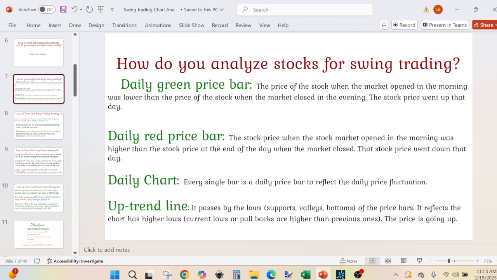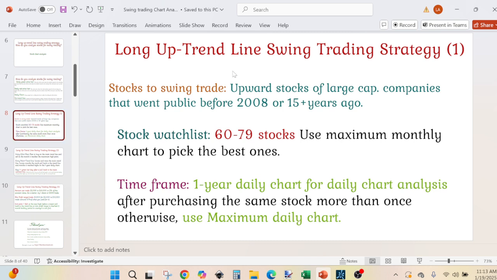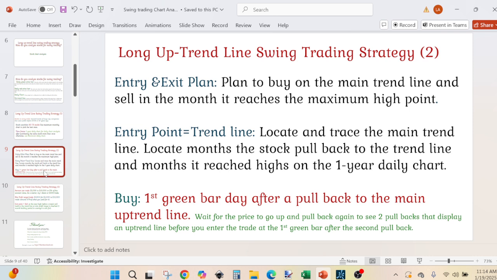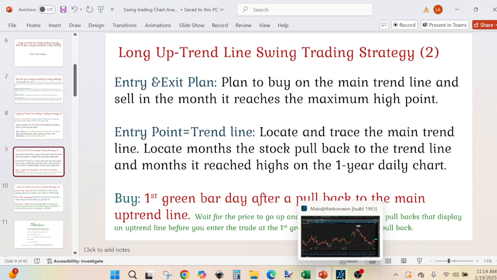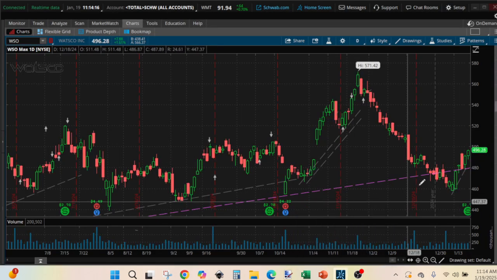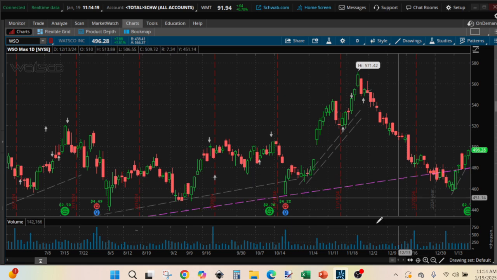And you swing trade on the daily chart. You take your time to pick good stocks for your watch list, and you use the maximum daily chart or 1 year daily chart to analyze them on a daily basis. Whenever possible, you pick some lines to be your entry point, and ours we color in purple so that we can recognize them very quickly.